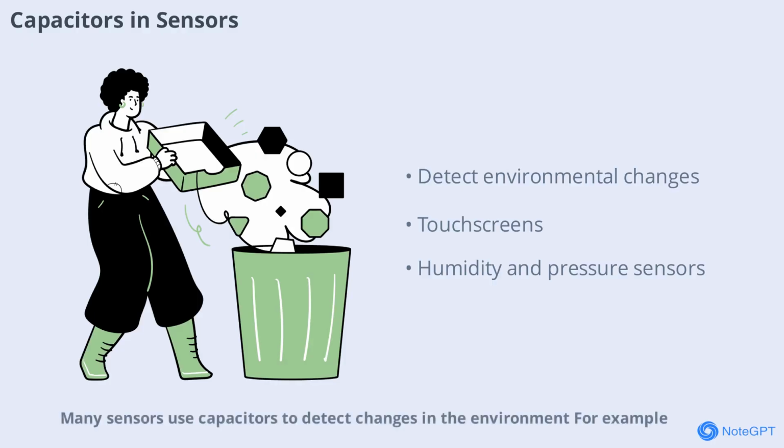Many sensors use capacitors to detect changes in the environment. For example, touchscreens measure changes in capacitance when you touch the surface. This principle is also used in humidity and pressure sensors, making capacitors vital for modern sensing technology.